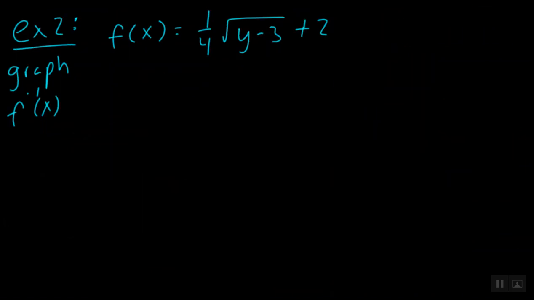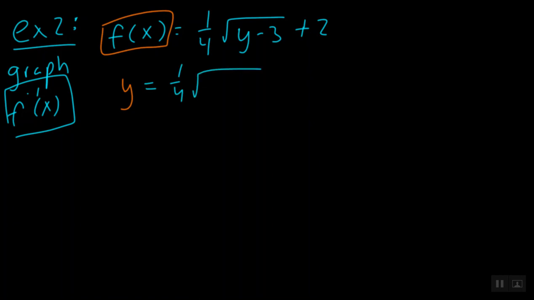Alright, here we have example 2, where f of x is equal to 1/4 square root of y minus 3 plus 2, and we want to graph f inverse of x. Well, let's just go ahead and run through that rather quickly. We know that we're going to change our f of x into y, and we now have y is equal to 1/4 the square root of the square root of x.